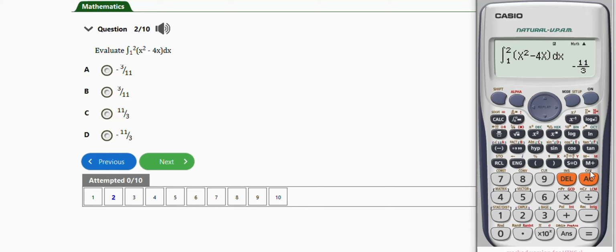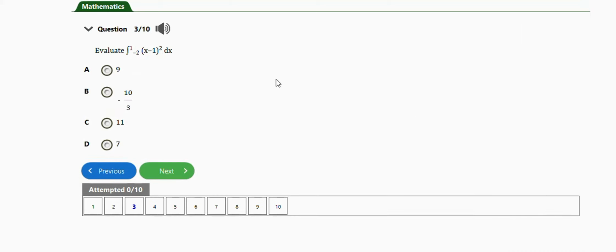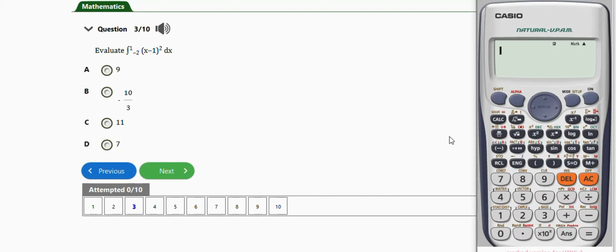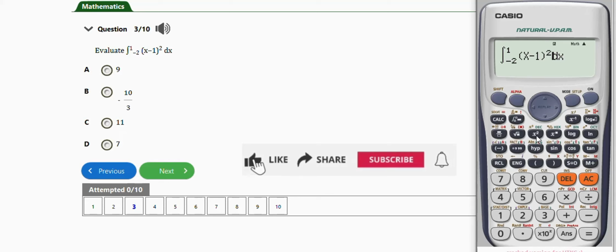Very interesting. Let's solve the next repeated question, which is this one. Still a definite integral. Let's bring out the calculator and solve. We are still working with the same calculator setting. Press this button. The upper limit this time around is 1, and the lower limit is negative 2. Come to the center box and put an open bracket. We have x minus 1, close the bracket, put square. Press equal to see the output. We have 9, option A. So it's as simple as this.